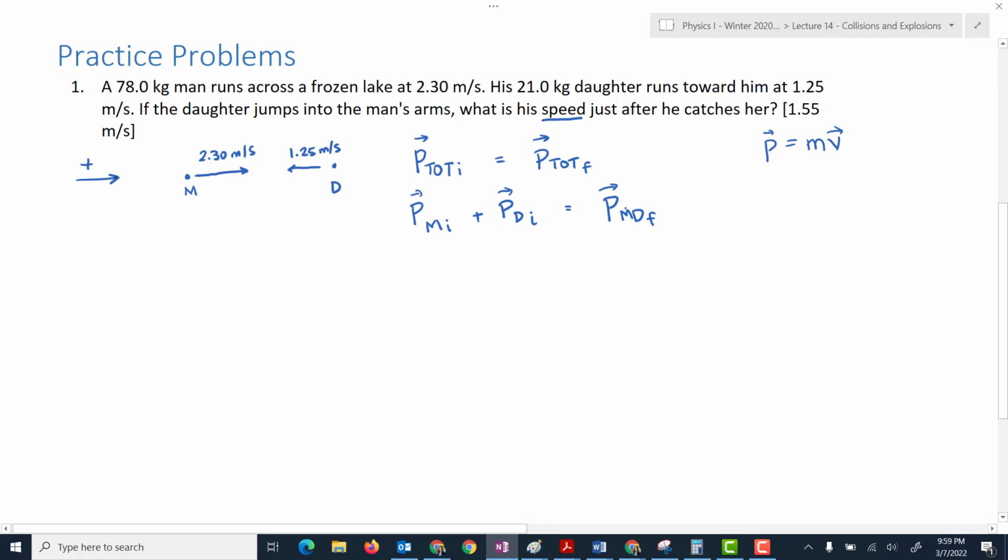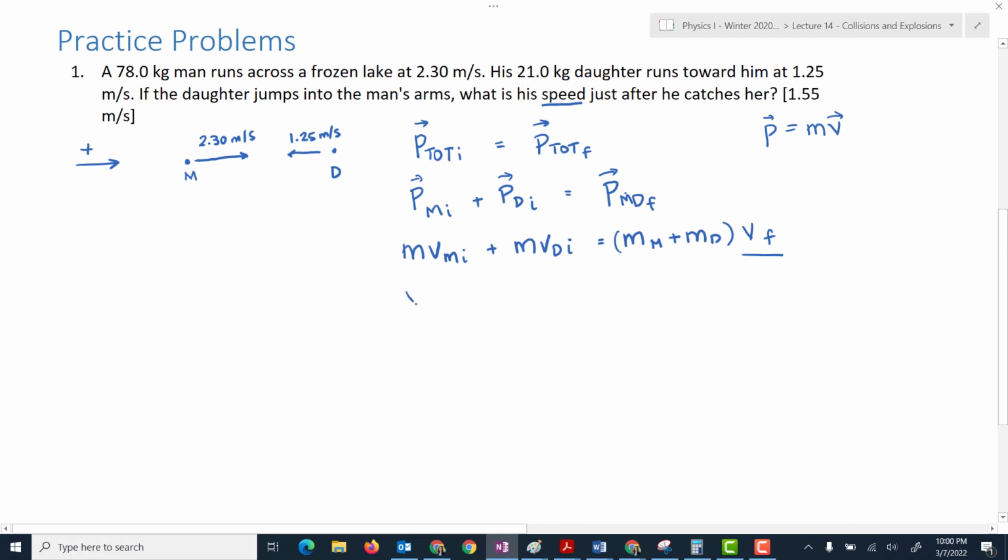So my formula for momentum now: mass of the man times the velocity of the man, initial, plus mass of the daughter times velocity of the daughter, initial, is equal to the mass of the man plus the mass of the daughter, times their velocity final. The 2 of them are together, so this velocity final is referring to the velocity of the man and the daughter who are now together. We're trying to solve for this speed after he catches her, so that's this v final here. That's what we're solving for.